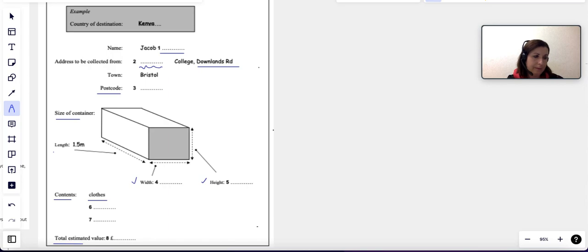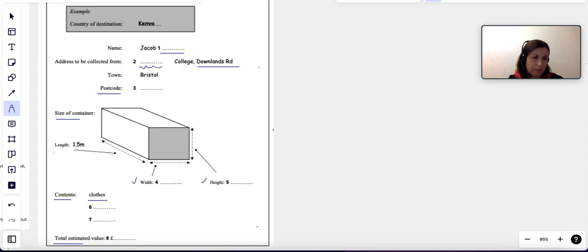It's Westall College. Is that Westall? Yes, college. Westall College. And where's that? It's Downlands Road in Bristol. Oh, yes, I know it. And the postcode? It's BS8 9PU. Right. And I need to know the size. Yes, I've measured it carefully, and it's 1.5 meters long. Right. 0.75 meters wide. Okay. And it's 0.5 meters high or deep.